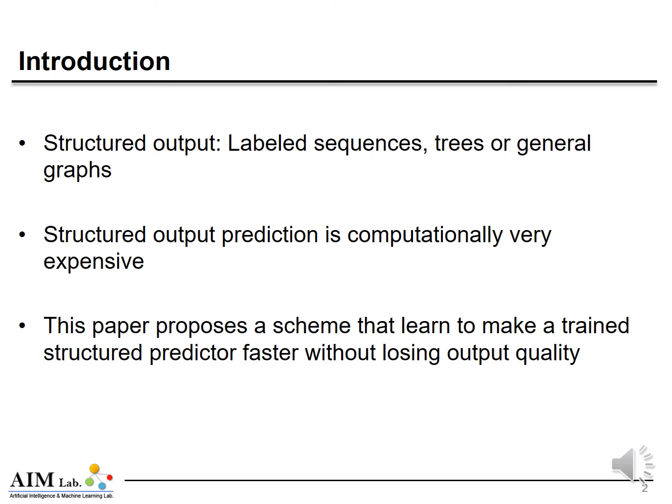Current practice in NLP is to treat each new sentence as a fresh, discrete optimization problem and pay the computational price each time. To solve this problem, this paper proposes a scheme that learns to make a trained structured predictor faster without losing output quality. We can view each prediction of a trained classifier as an opportunity to learn how to navigate the output space more efficiently, and it could make some decisions without needless computations.